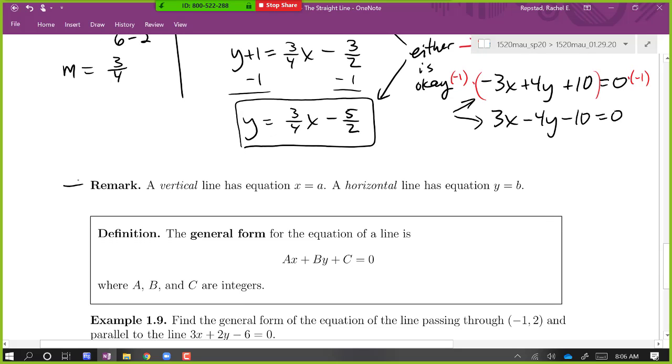Quick remark, a vertical line is defined by having the same x coordinate no matter what y is, so that looks like x equals a, and a horizontal line is defined by having the same y coordinate no matter what x is, and so that equation looks like y equals b.